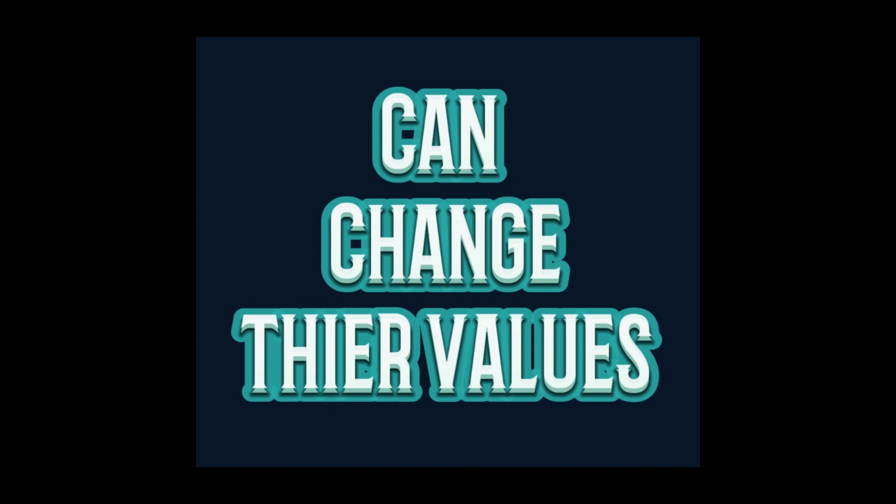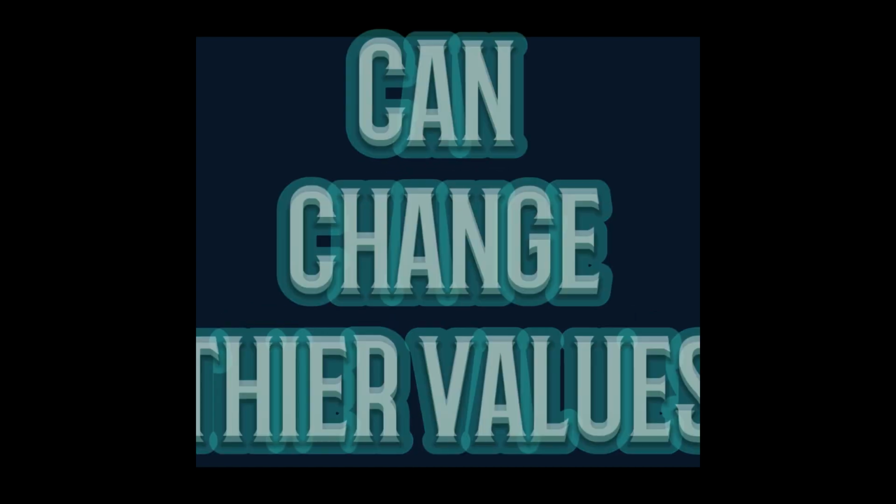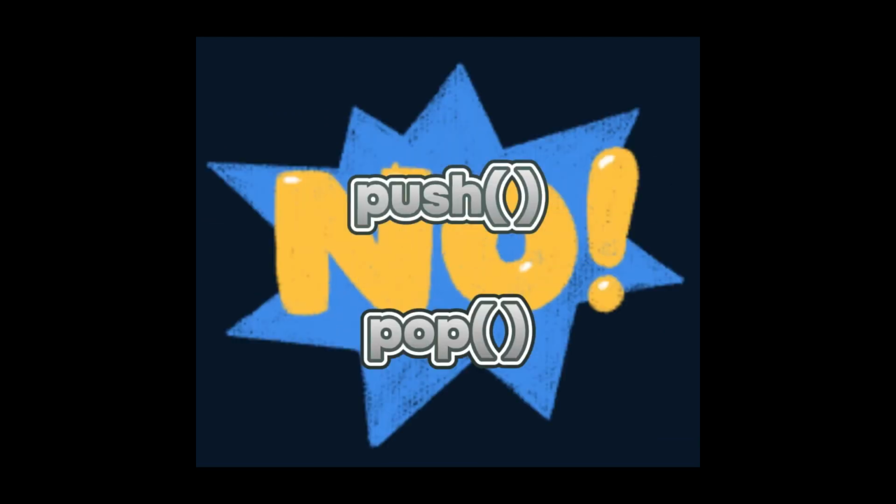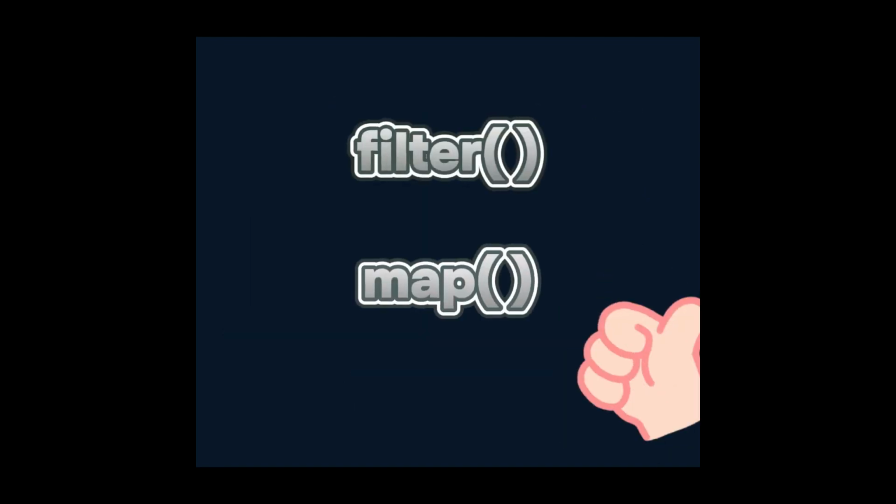Data types like object and array, technically it's possible to change the content of them. However, we should treat them as immutable. What that means is, instead of mutating the object or array, create a copy of it. It also means array methods like push and pop shouldn't be used. Instead, we should use non-mutating methods like filter and map.